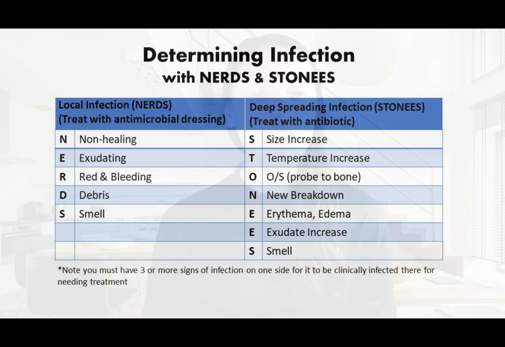So for local infection, we have NERDS. So non-healing, exudate increase, red and bleeding. Is there debris in the wound? So that yellow sloughy material. And is there an odor to the wound? Okay. Then our deep spreading infection is a size increase. Is there a temperature increase? Can we touch bone? Is there new breakdown? Do you have redness or swelling? Is the exudate increased, and is there a smell? So that will really guide you in the right direction, whether you need an antimicrobial or an antibiotic.